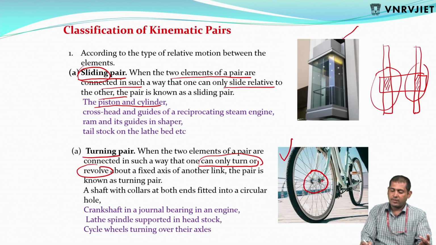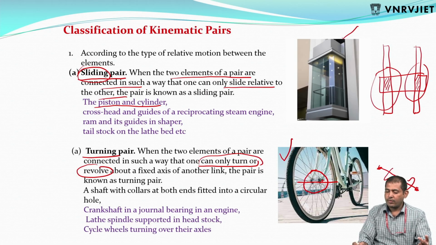So here an axle is there, and on it we are going to connect the hub. This hub is on this axle, which is revolving, which is nothing but turning, and inside there some balls are there. It's a turning pair. So crankshaft in a journal bearing, lathe spindle support in a headstock, and cycle wheels turning over their axle. These are the two types.